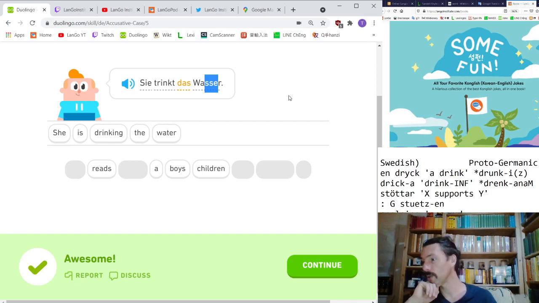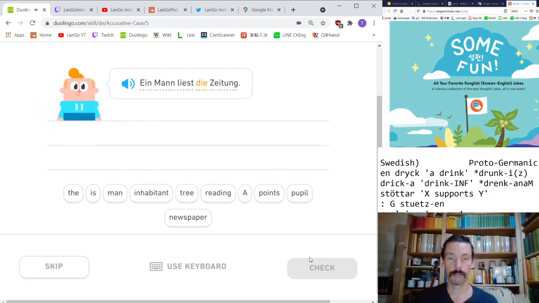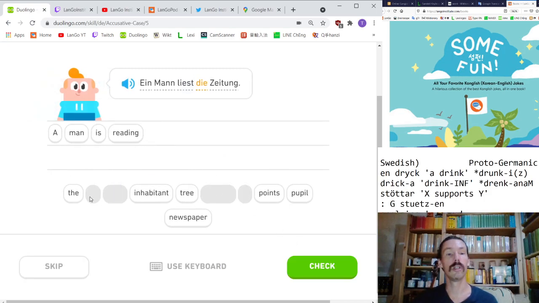Question: how long do people, okay, I thought it was just that. Do people have to be apart before their speech becomes different languages? As long as it takes to acquire an army and a navy. Ein Mann liest die Zeitung. Man is reading the newspaper.